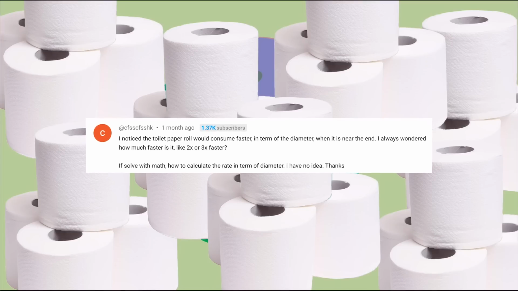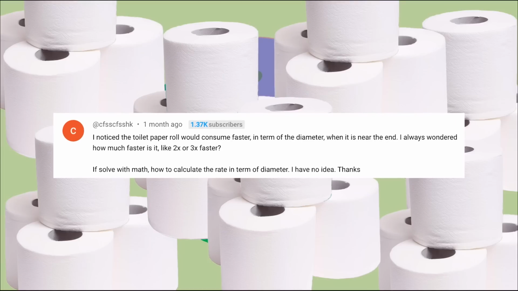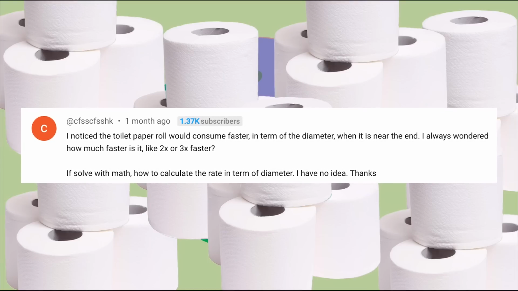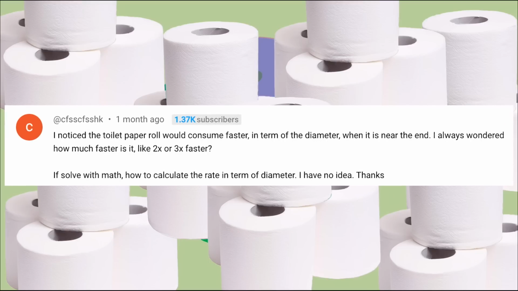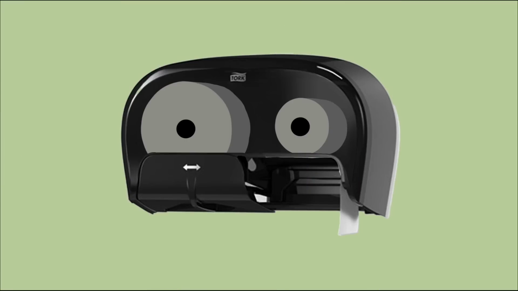However, that's not the case of astute commentator at CFSSHK, who was wondering if the toilet paper roll decreases more quickly when it is small compared to when it is large. Or does it just seem that way? Here's another toilet paper quandary you might have wondered about while in the public bathroom with 2 rolls of toilet paper. Which one should you use, the big one or the small one?